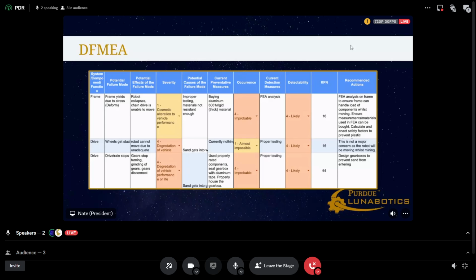And then lastly, the gears turning or grinding of any sort, and or sand or regolith getting into there. This is to be checked by using properly sealed components and using aluminum tape to properly seal that up. But yeah, that's basically it for our DFMEA.